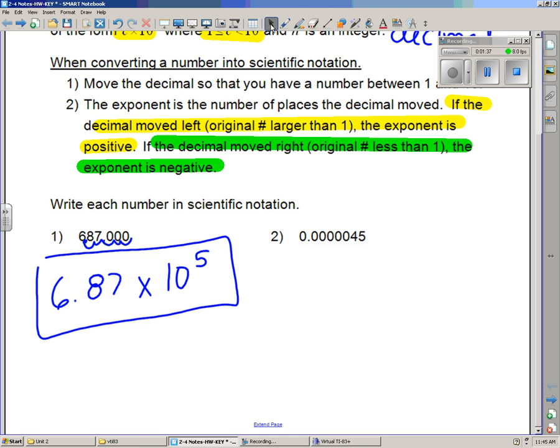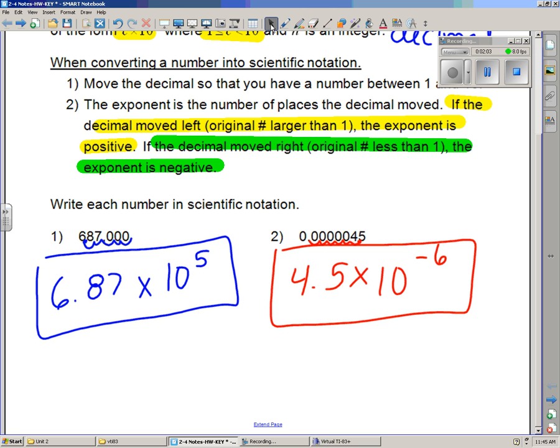In the second example, to get a number between 1 and 10, I'm going to put my decimal in between the 4 and the 5. So here's my decimal 4.5 times 10, well, to what power? 1, 2, 3, 4, 5, 6. And it's going to be to the negative 6th power because my decimal moved right and also because my number started out less than 1. So here's your answer for number 2: 4.5 times 10 to the negative 6.